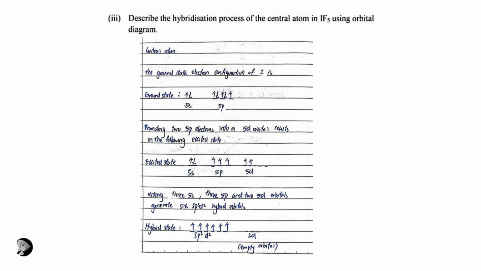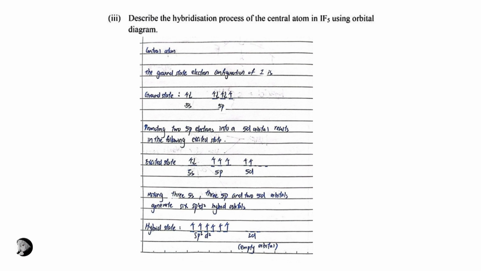We know that the central atom is iodine, right? So the ground state electron configuration of I is this one. In 5s we have 2 valence electrons, and 5p has 5 valence electrons, so we have one left over there, because there's 5. Promoting two 5p electrons into a 5d orbital results in the following excited state, which is this one. We need to move 2 valence electrons to the 5d orbitals from the 5p orbitals.